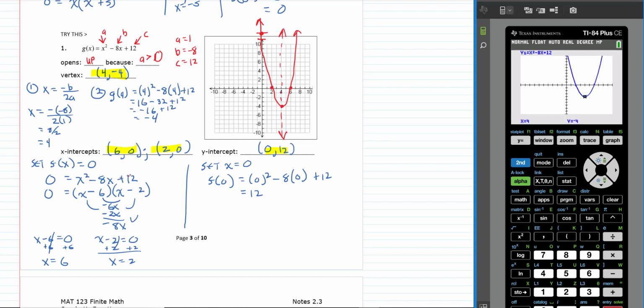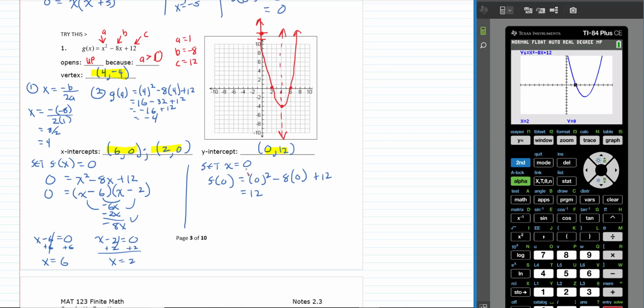X-intercepts, you got to be able to factor to do this. A lot of times I'm concerned that students don't factor very well in this class, so you got to practice that. So this factors as x minus 6, x minus 2. Therefore, you get 6 and 2 as your intercepts. Again, you can trace. If you trace at 6, you got 6, 0. If you trace at 2, you get 2, 0. So you know you're right.